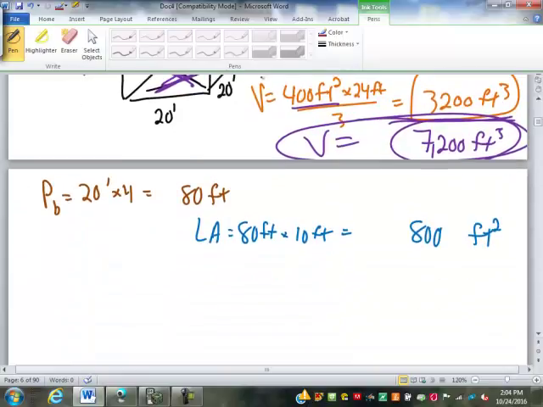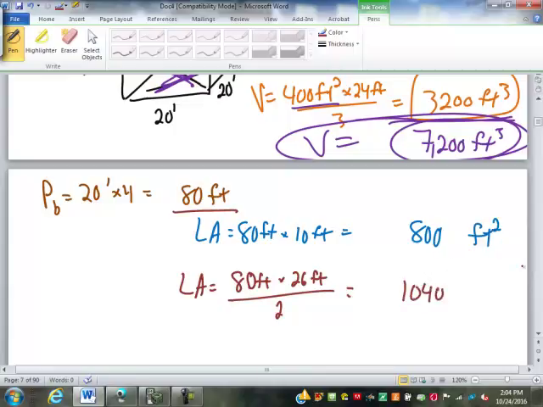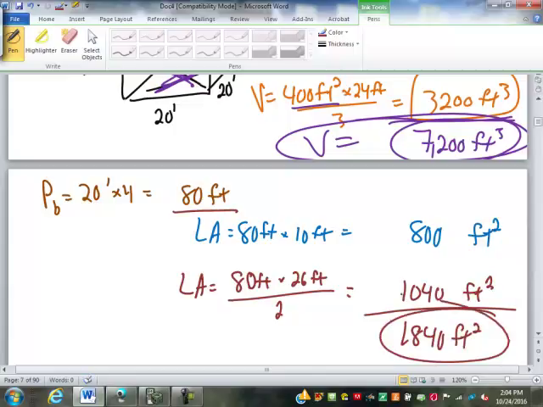Yep. So our perimeter is still 80. Same perimeter there. So our lateral area of that is the perimeter of our base of 80 feet times our slant of 26 feet divided by 2, which is 1,040 square feet. So giving us area to be covered of 1,840 square feet. Questions?